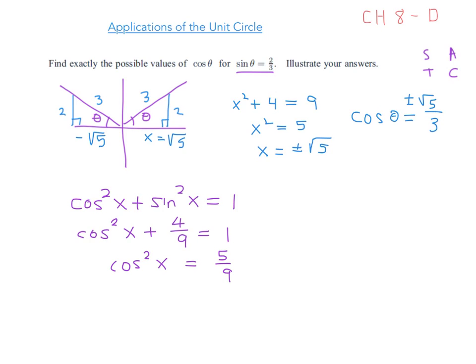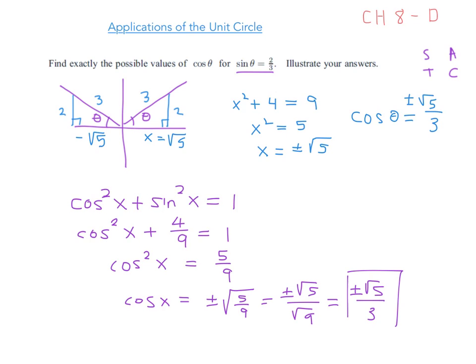Taking the square root on both sides, we get cosine of x is equal to plus or minus square root of 5 over 9, which is plus or minus root 5 over root 9. But we know that the square root of 9 is equal to 3. So plus or minus root 5 over 3. In both cases, the answers come out the same, but you should be able to do it both ways.